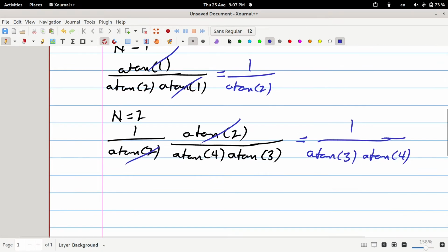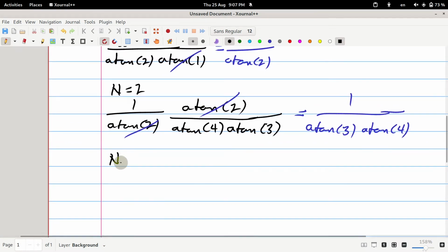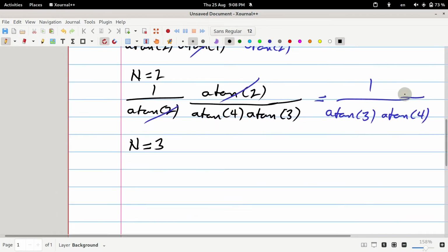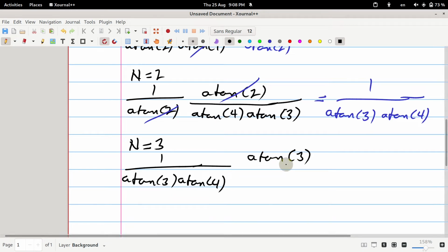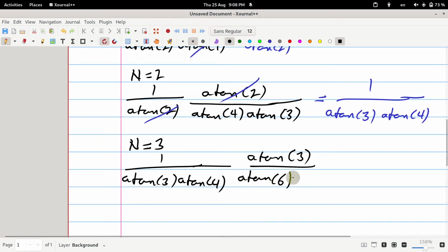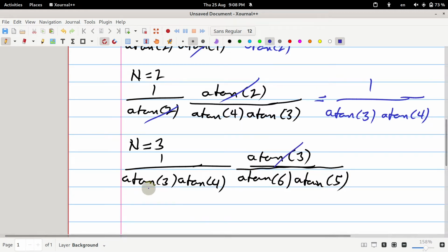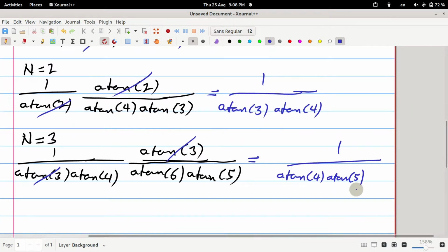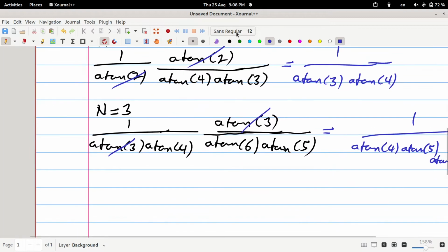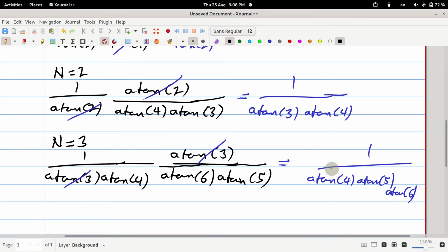You might see where this is going, but we're going to do a couple more examples just to really see it. So n equals 3. We'll carry this whole thing over. So that'll be a tan 3 a tan 4. And obviously when we get to a tan 3, that's going to get canceled out again. So that's a tan 6 a tan 5. Okay, that cancels out. Again, we see the same pattern happening over and over again: a tan 4, a tan 5, and a tan 6. And obviously for n equals 4, it's going to repeat over and over again.